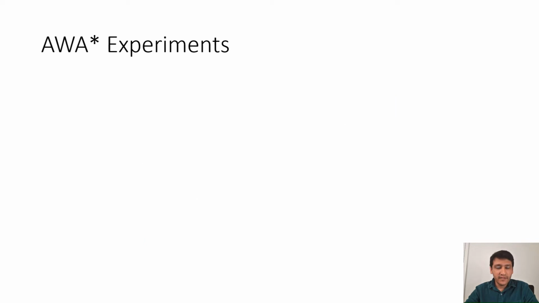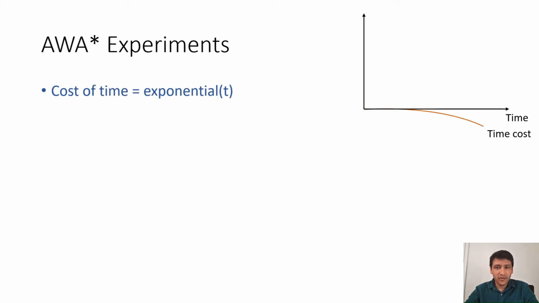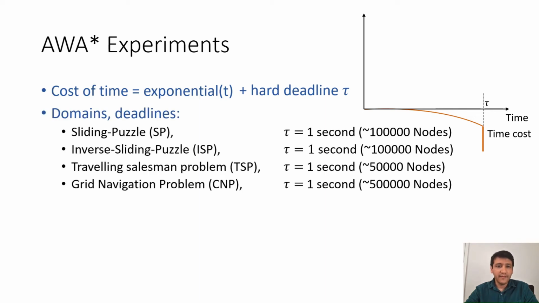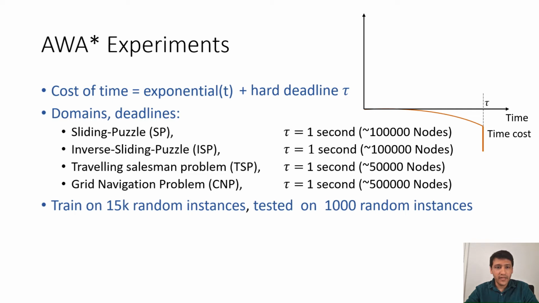We experiment with a setting where the time cost has two components. One is an exponential element, and then there is a mandatory deadline tau, which can be interpreted as adding an infinite penalty at the deadline. We experiment with 4 search problem domains and a deadline of 1 second for each. For each search problem, we train DQN for a few hours on random instances and later test it on another set of random instances.